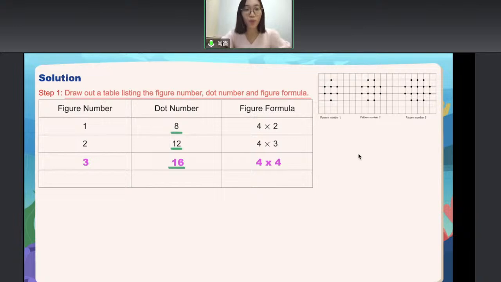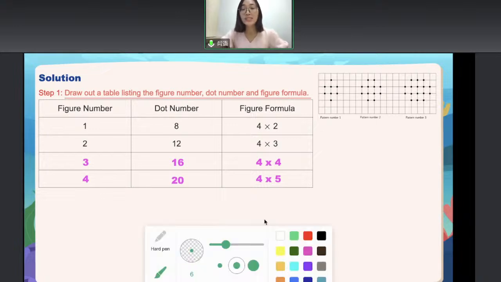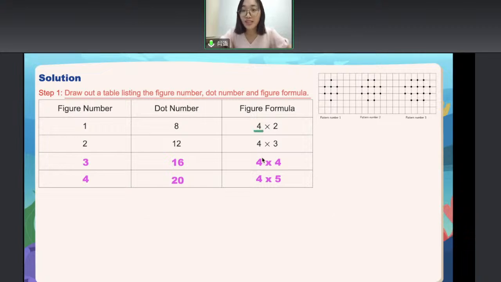Okay, next one, when it comes to figure number 4, okay, how many dots? Yes, you can try to draw it first. That is 20. And what is the figure formula? That is 4 times 5. Okay, now everyone, try to observe. What is in common for the formula part? Yes, you see that they are all multiples of 4. We have the 4, 4, 4, 4, 4.